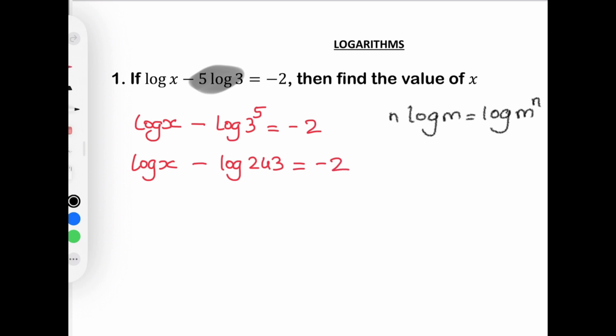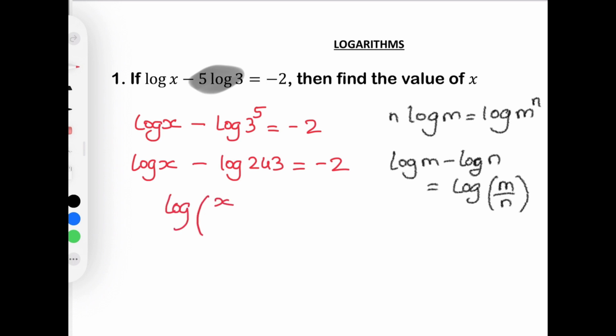Another law of logarithm says that if there are two logarithms in subtraction, log m minus log n, then it becomes log of m divided by n. So applying that rule over here, we get log of x divided by 243 equals negative 2. Now when there is no base given in the logarithm, by default the base is common logarithm, that is, base 10.